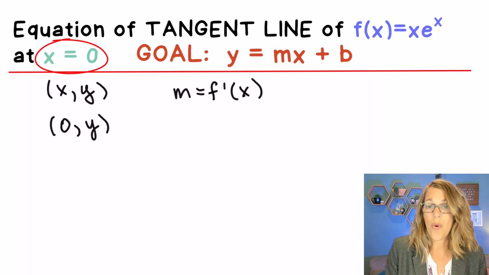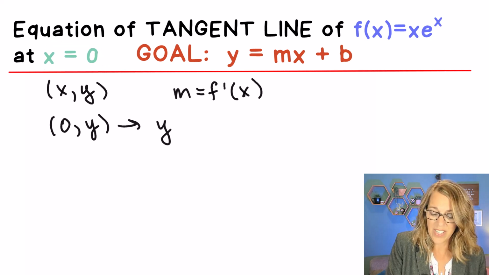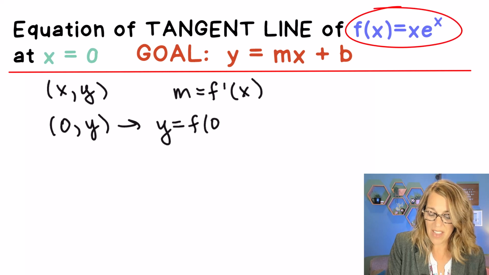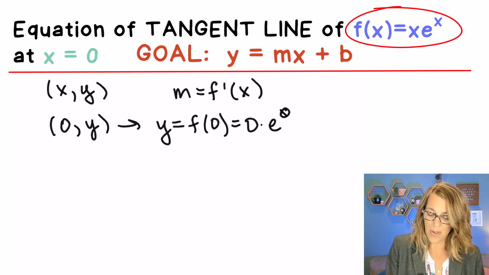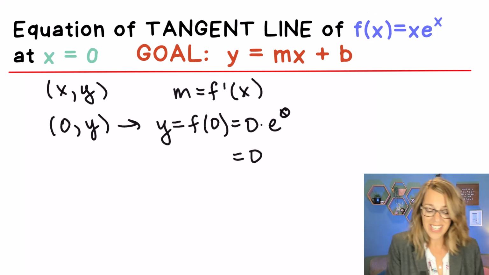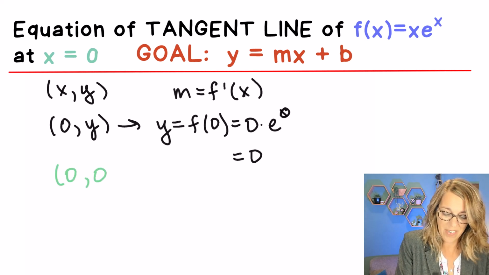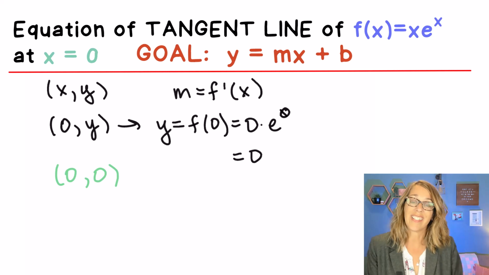I need to figure out what y is, and I'm going to do that by plugging 0 into my function. So that's going to be f of 0, which is 0 times e to the 0, and that's going to be a 0. So my point is at 0, 0. So I've got the point 0, 0. Now I'm ready to find that slope.